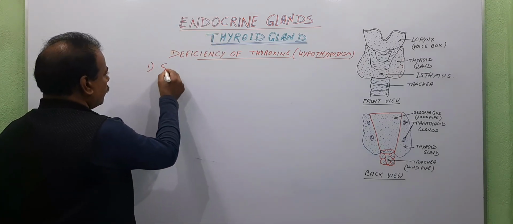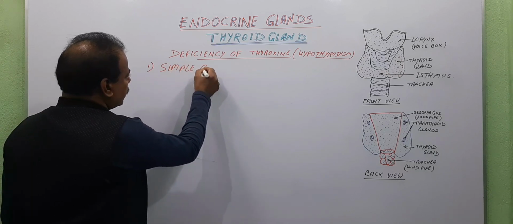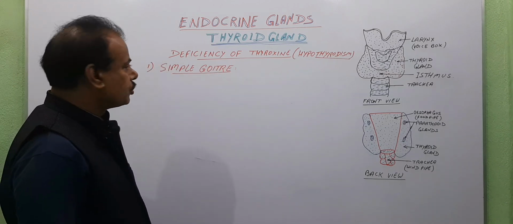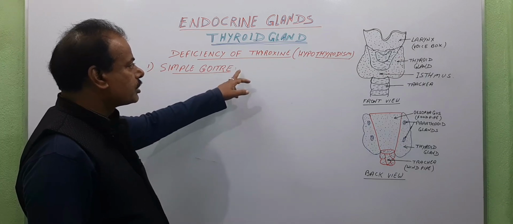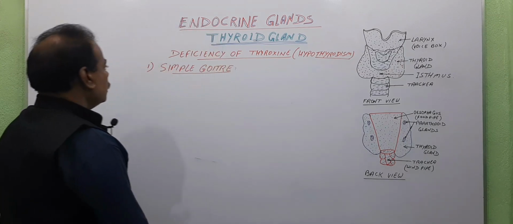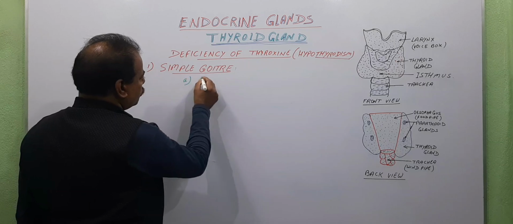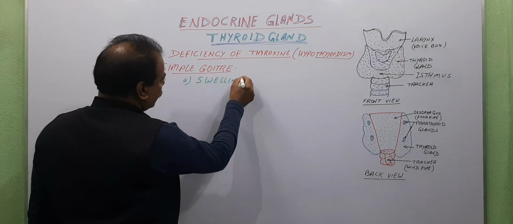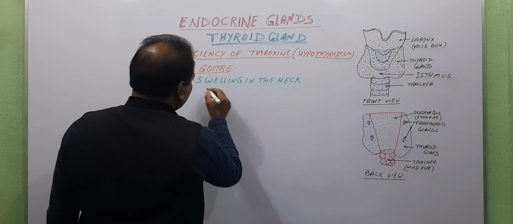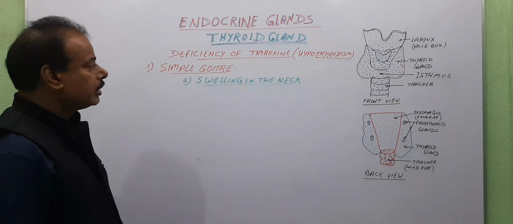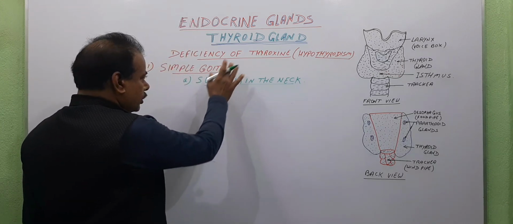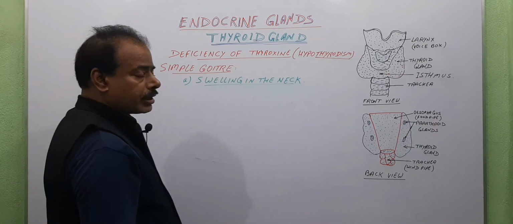Number one is simple goitre. Simple goitre is the disease or disorder which is caused due to undersecretion of thyroxine or deficiency of thyroxine. What are the symptoms? Number one, which is the most important, swelling in the neck. Actually, it is the swelling in the thyroid gland, but it appears as swelling in the neck. So simple goitre is caused due to deficiency of thyroxine, in which our neck swells.